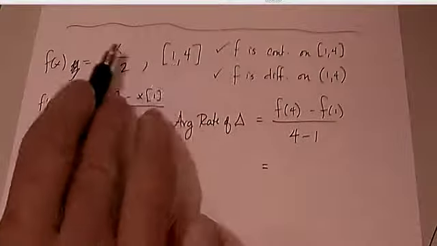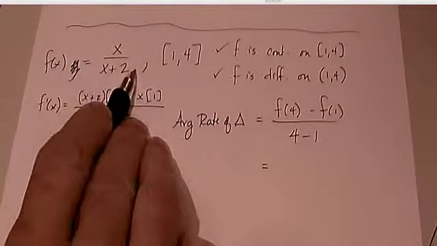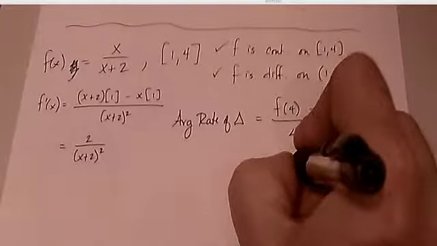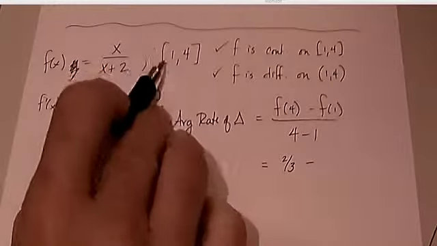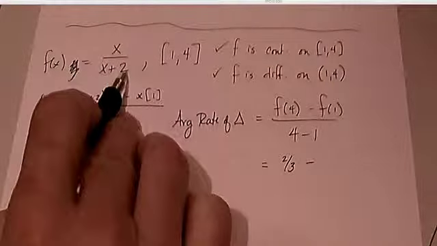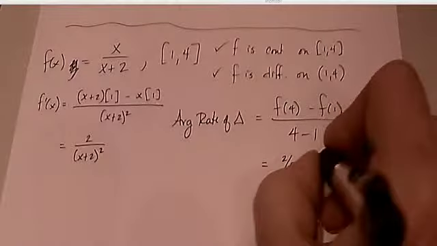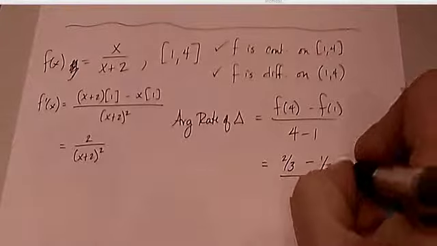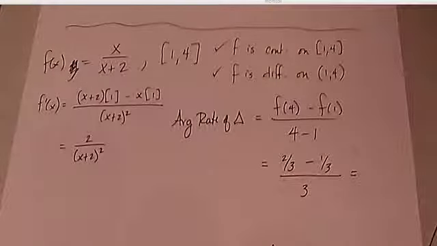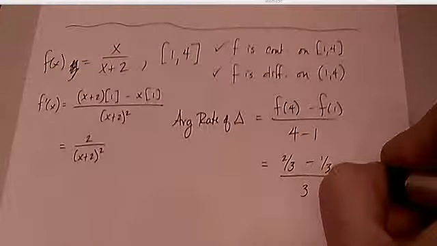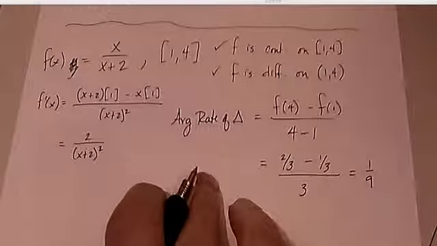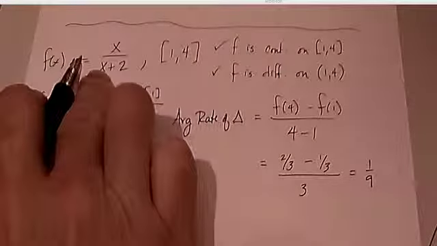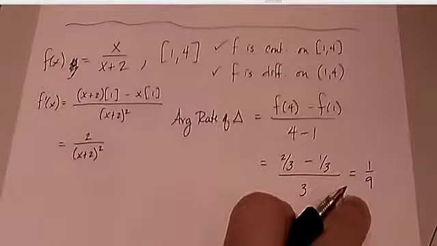Well, f of 4, go ahead and plug that in. It's going to be 4 over 6, or 2/3. Okay? Plug 1 in, and you're going to get 1 over 3. That's 1/3. And this is, of course, 4 minus 1, which is going to be 3. So that's 2/3 minus 1/3, or 1/3, divided by 3. That's 1/9. Okay? So the average rate of change of this function over this interval is 1/9.